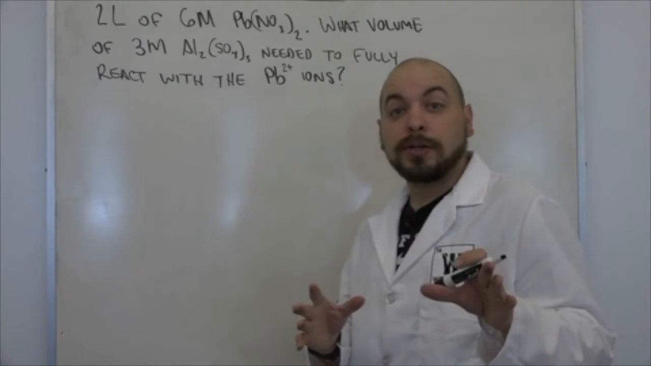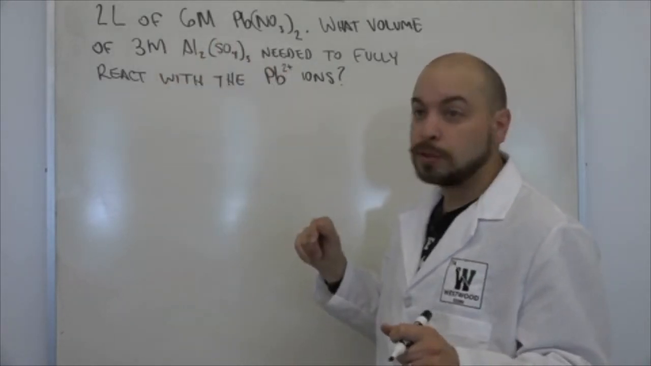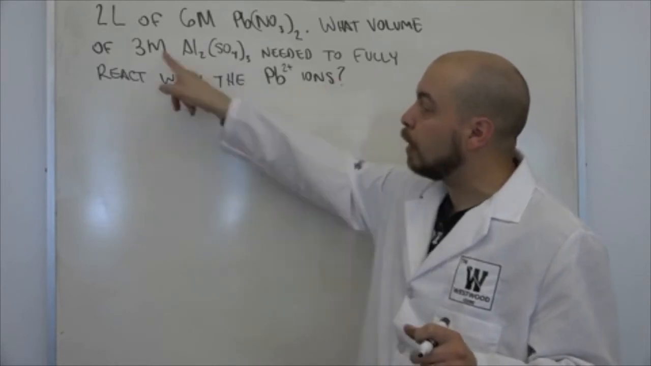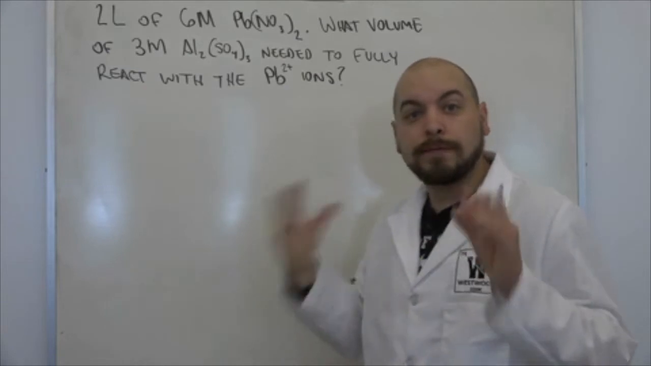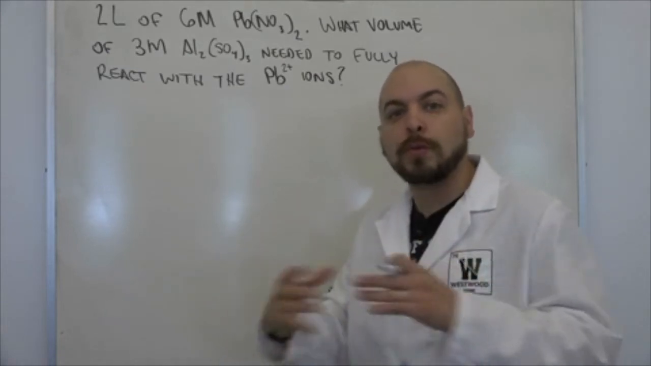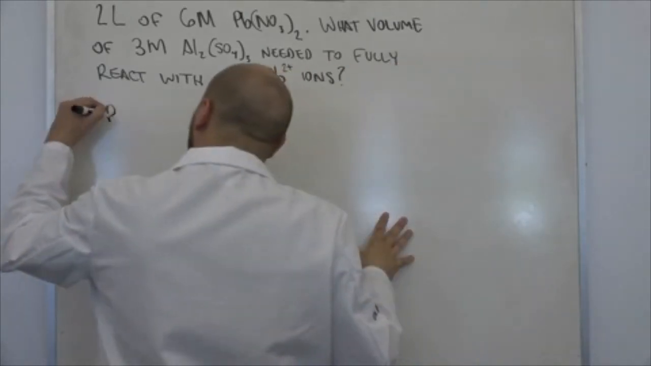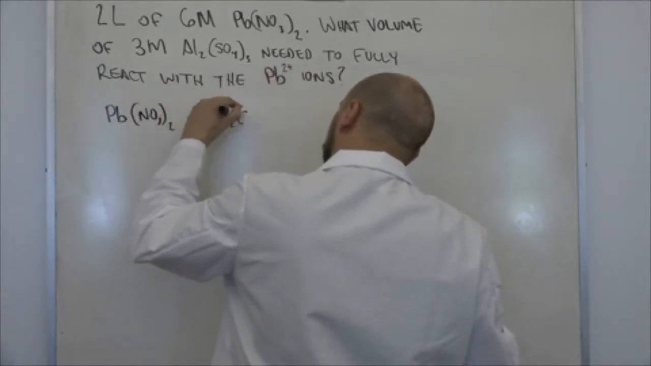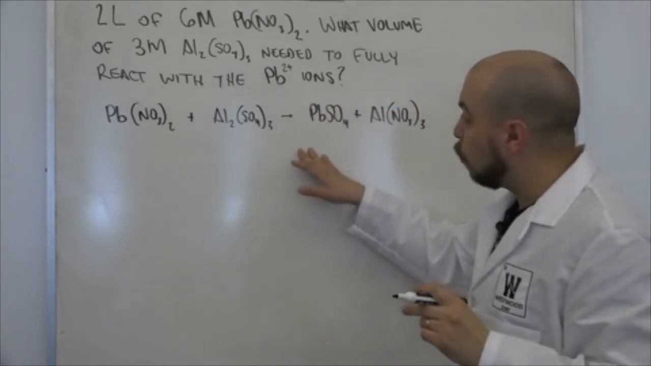All right, so let's take a look at our next practice problem. In this problem, we're taking 2 liters of 6 molar lead nitrate. We need to figure out how many liters of 3 molar aluminum sulfate are needed to fully react with those lead ions. First, with solution stoichiometry, we always start with a balanced reaction equation. So let's start by writing that out. So here's our reaction equation. We need to balance it.